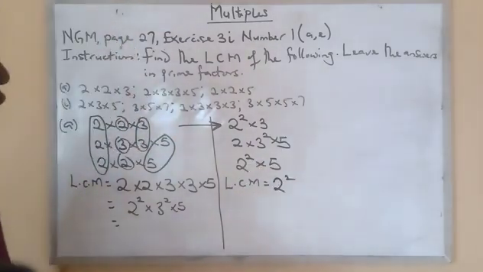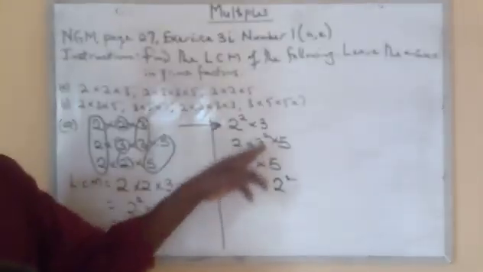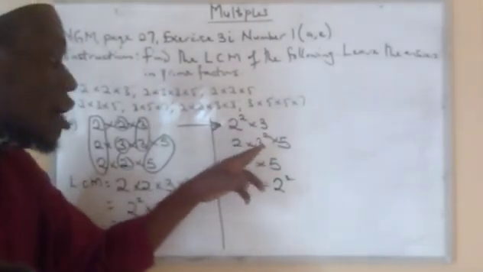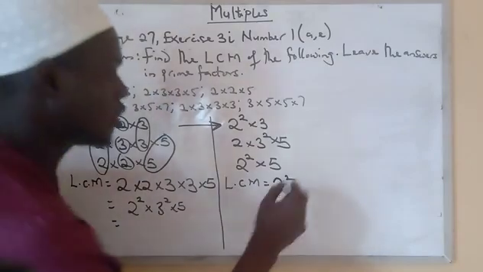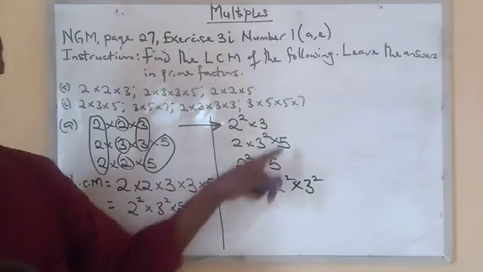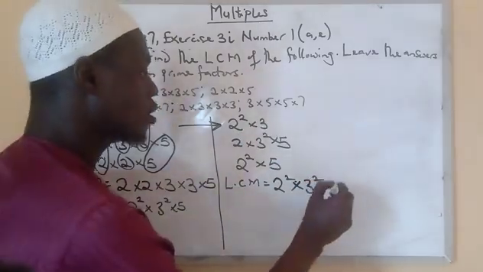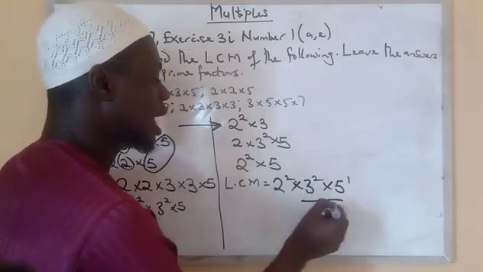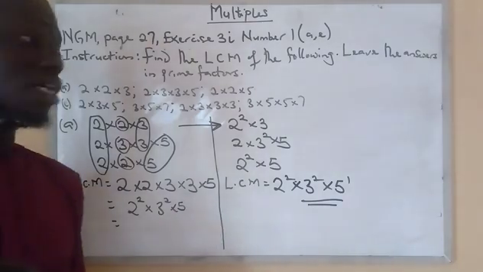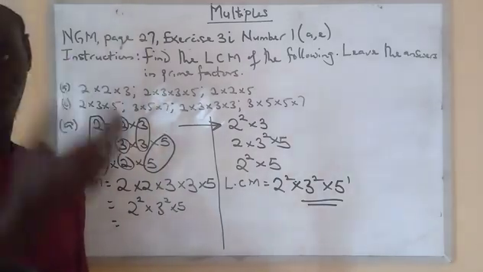We now move to the 3. The 3 that has the highest power is what we will also take, which is 3 to the power of 2. The same thing applies to the 5 that has the highest power. You know that is just 5 to the power of 1. We say that is our final answer. That is it. This is another method, most especially using the index form method.